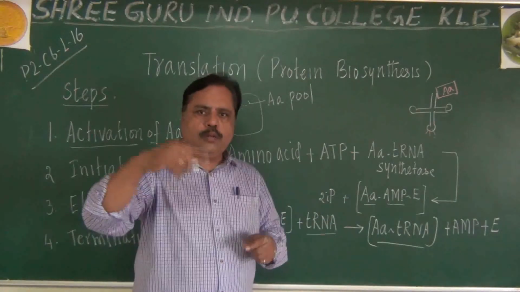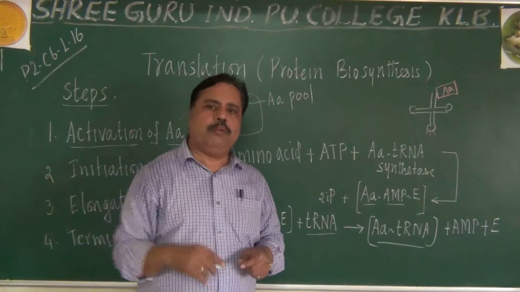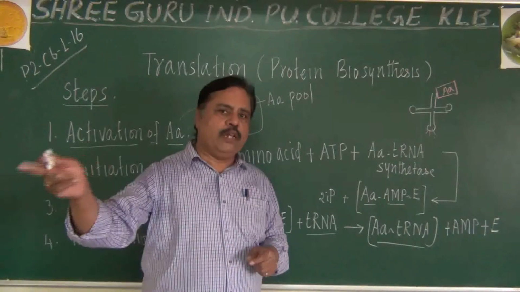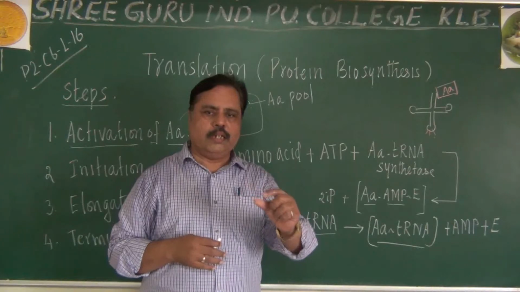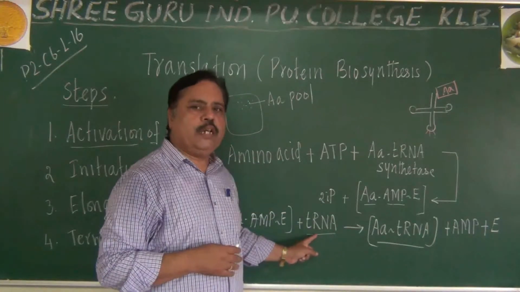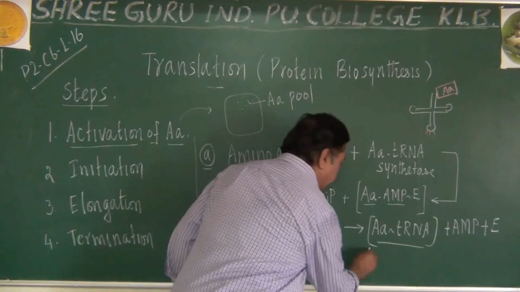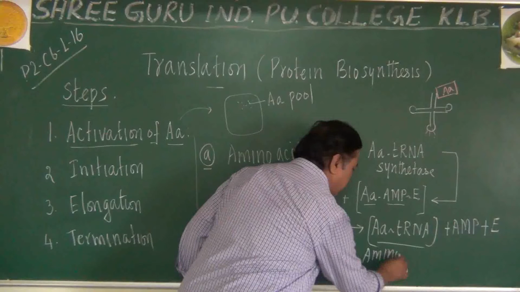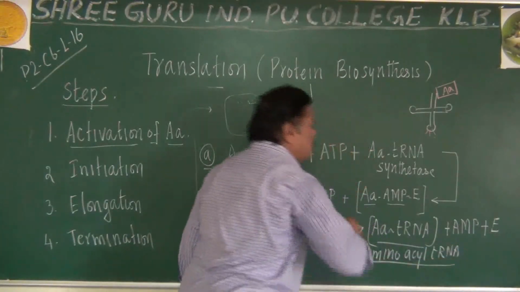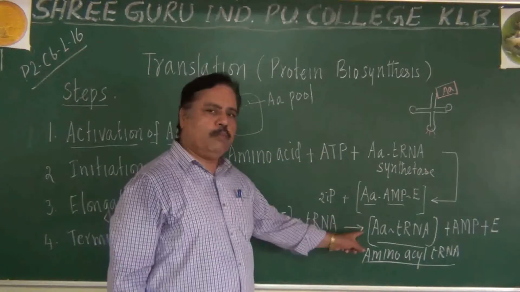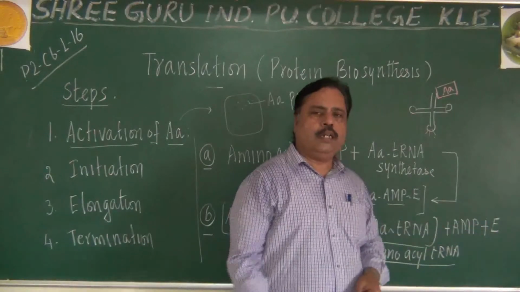Anticodon. Anticodon is nothing but complementary to the codon. Codon is nothing but complementary to the template strand. So finally, DNA dictates the term. Remember, finally it is the DNA which decides the cognate tRNA. So amino acid tRNA complex will be formed. AMP will be regenerated, enzyme will be recycled again.